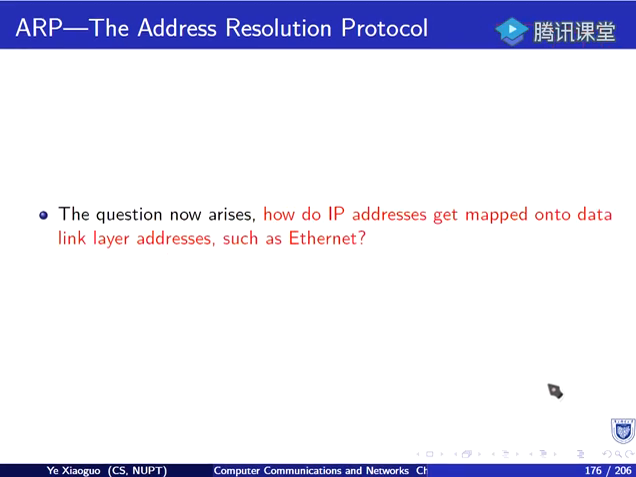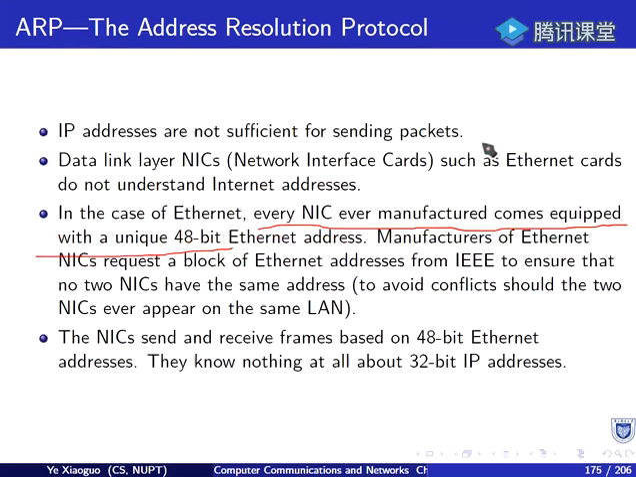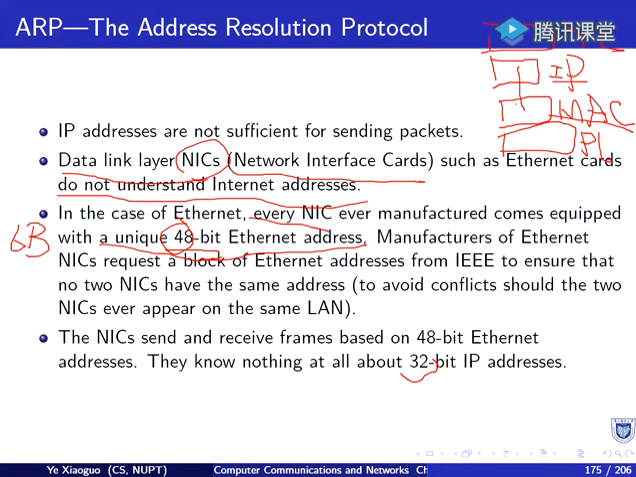The question now arises: how do IP addresses get mapped onto data link layer addresses such as Ethernet? That means the packet is delivered to the data link layer. How are IP addresses mapped to MAC addresses?